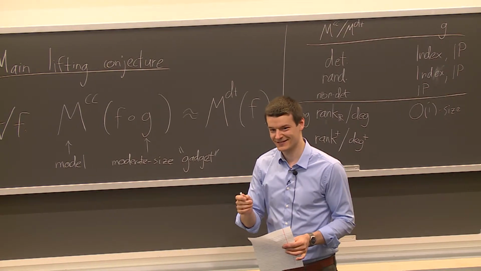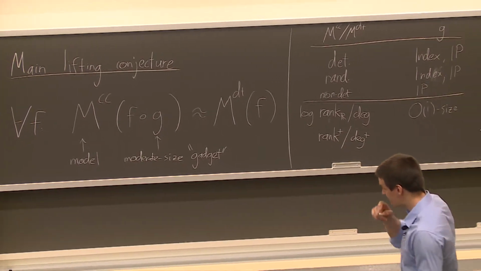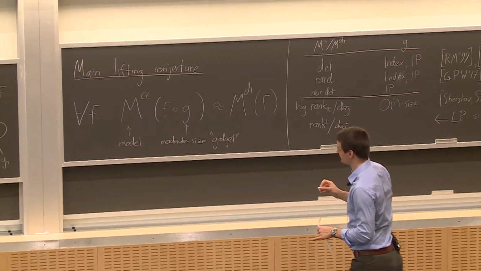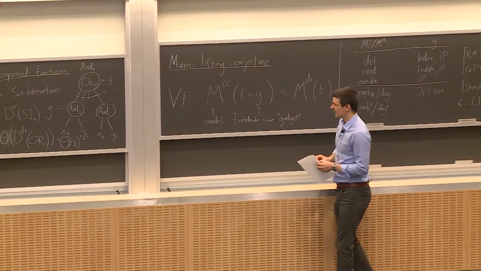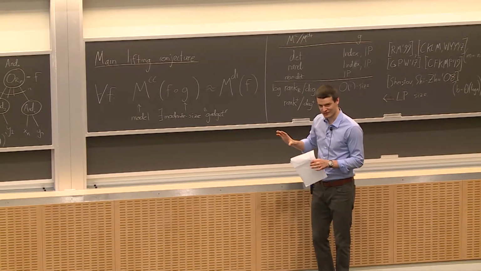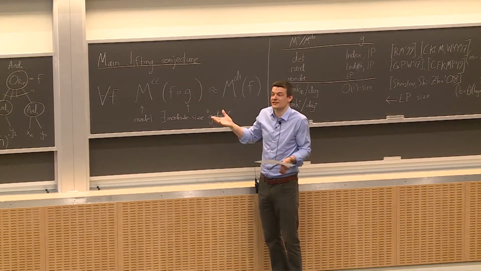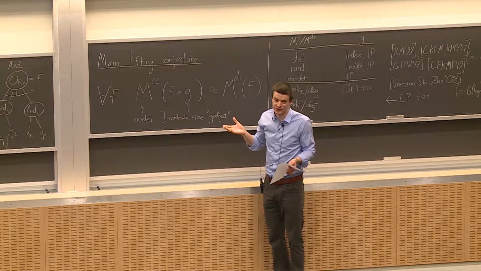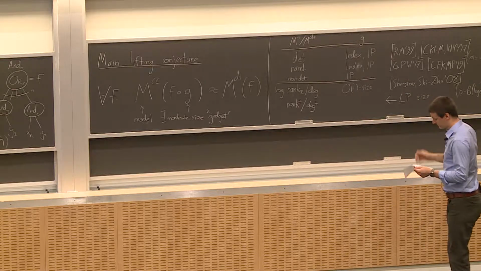Okay, Will? So in the main lifting conjecture, is the quantification on G here, like is the conjecture that there exists a constant size G? Yeah, so I don't want to go out and make it too formal because it might be false. But constant size, I would so far believe that it should hold for some constant size gadget. But we are not there yet.